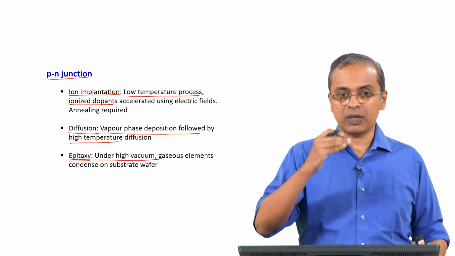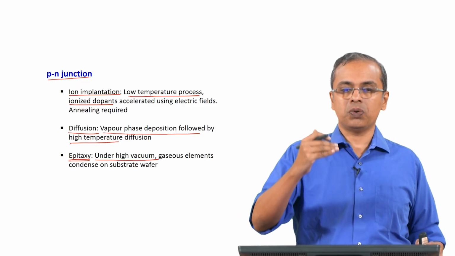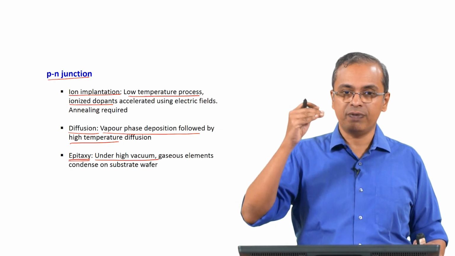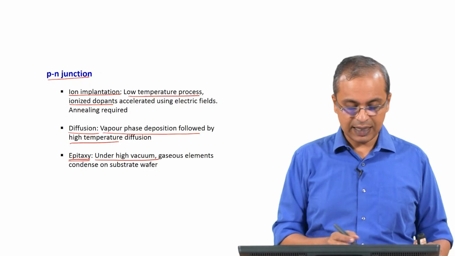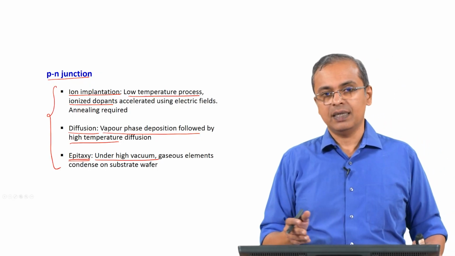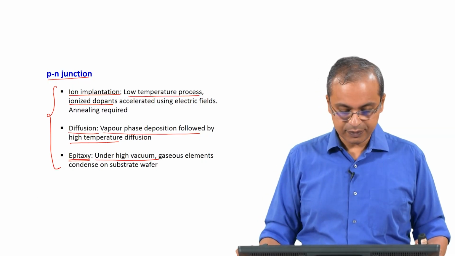So, in all these cases you can get a junction where you have a p material as your base material, and on top of which you have grown an n material of some sort: either you have implanted an n material, or you have diffused in the dopants for an n material, or you have grown an n material on top of it. Those are essentially the three ways in which we can create a p-n junction, starting off with any of the materials that we just discussed.